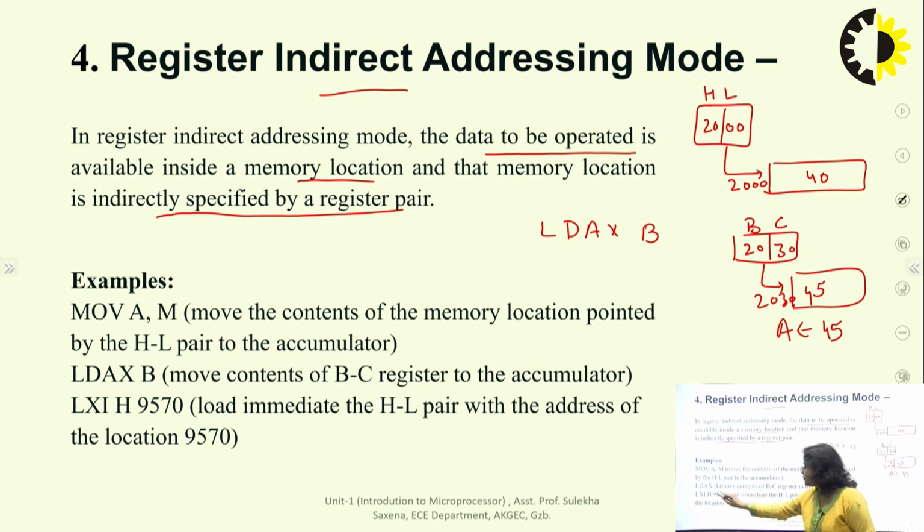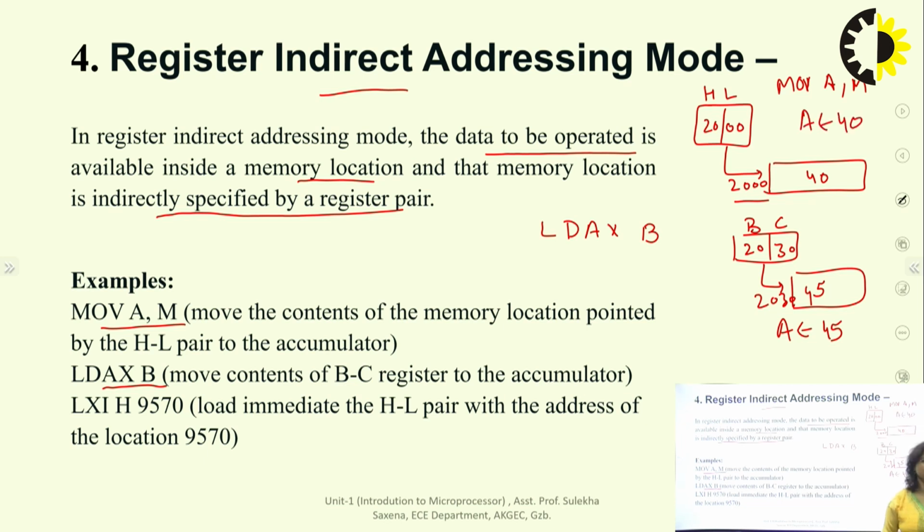For example, if we talk about LDAX B, it copies the content of the memory address specified in the BC register pair to the accumulator. There is another method to specify a register pair, that is M. M always points to the HL pair. The HL pair will work as a memory pointer which is specified as M. So if the HL pair holds 2000 and we write MOV A, M, then M points to the HL pair. The HL pair consists of 2000, so it goes to the 2000 memory address, takes this data and copies it to the accumulator. So the accumulator will consist of 40.